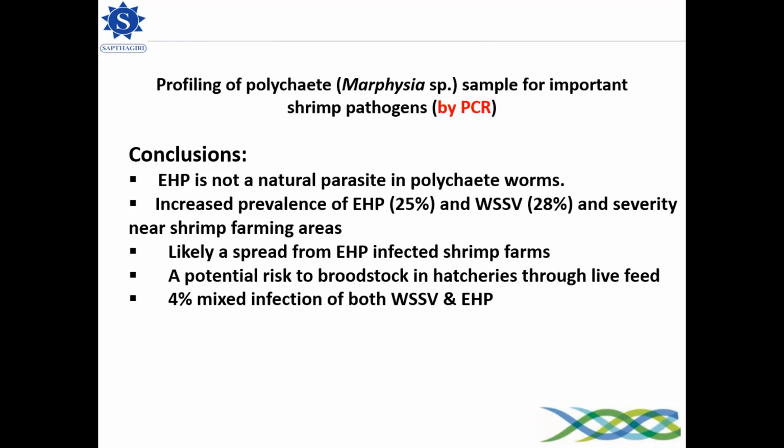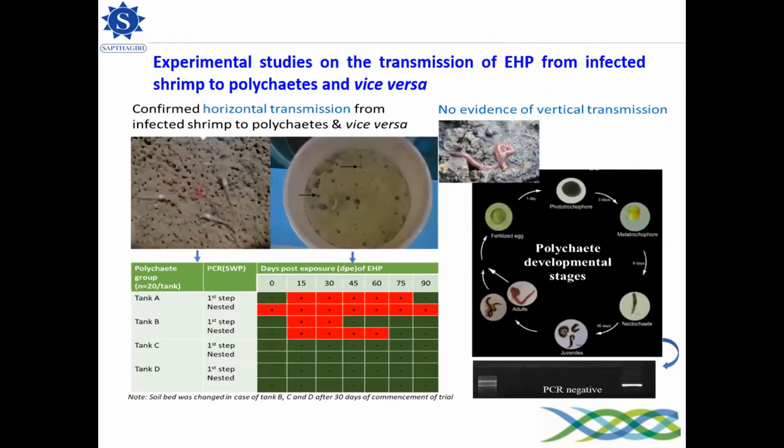So these are experimental studies on transmission of EHP from infected shrimp to polychaetes and vice versa. The studies included screening of the life cycle of polychaetes which were infected by shrimp infected with EHP, and it shows that there is no evidence of vertical transmission. That means the polychaete is not a host for EHP, but it's a carrier.